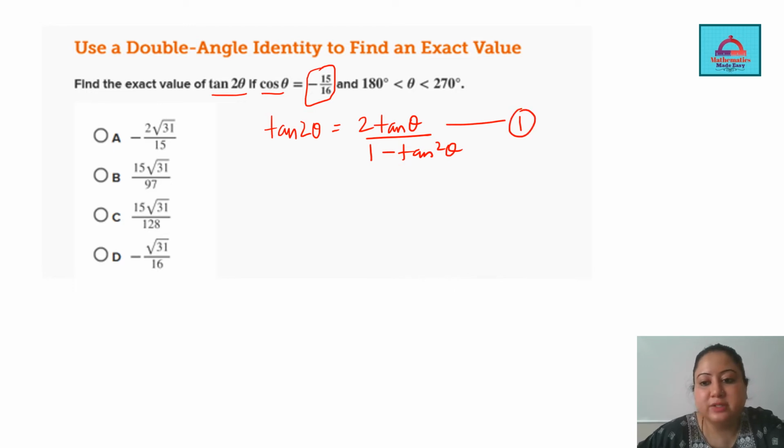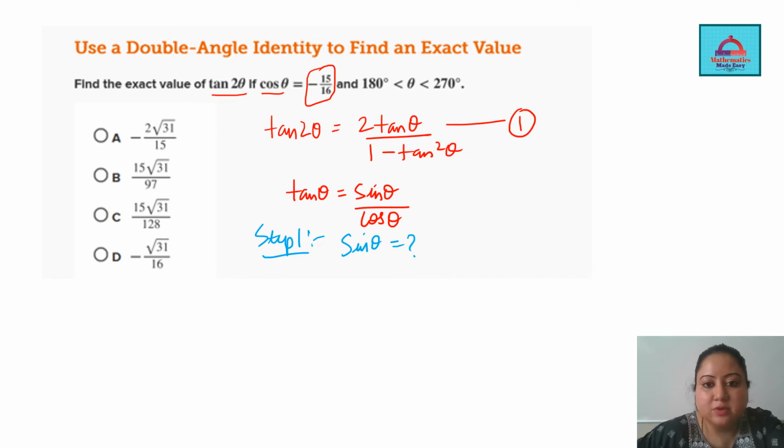Now in order to find this tan 2 theta, we need the value of tan theta. And in order to get this tan theta, we need the value of sine theta and cos theta because it is the division of these two ratios. Now cos is already given to you, but we do not have sine. So if we are able to find sine, we are done. So step 1 of the question would be to get our sine theta.